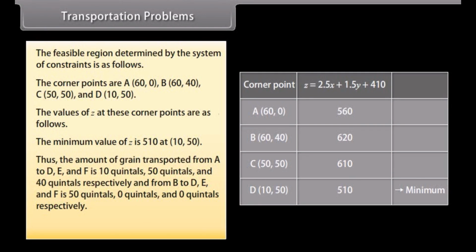Thus, the amount of grain transported from A to D, E and F is 10 quintals, 50 quintals and 40 quintals respectively, and from B to D, E and F is 50 quintals, 0 quintals and 0 quintals respectively. The minimum cost is rupees 510.